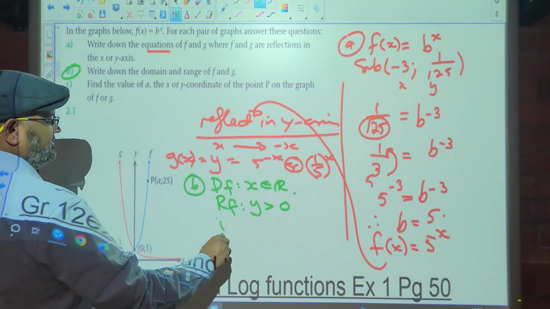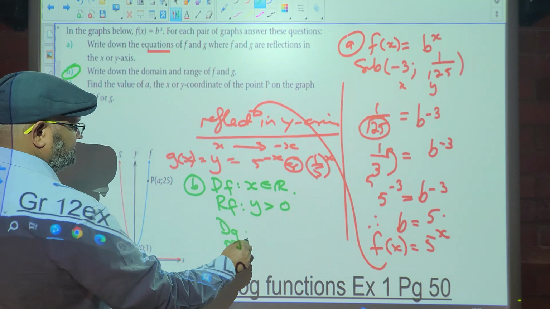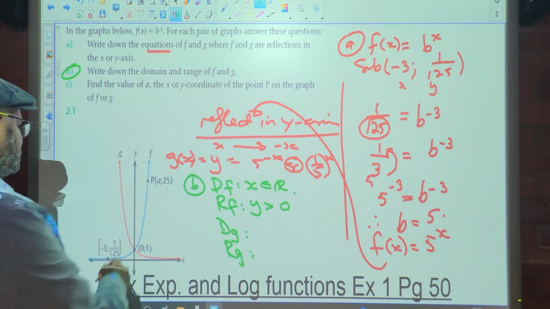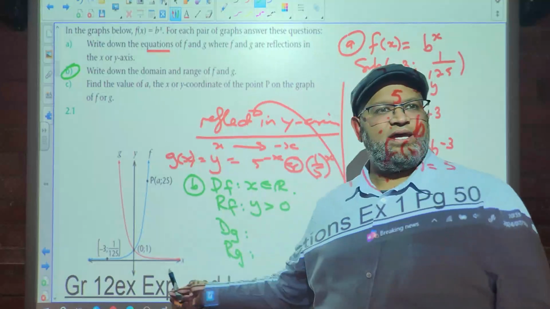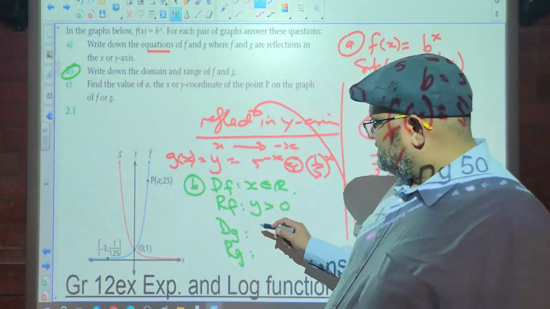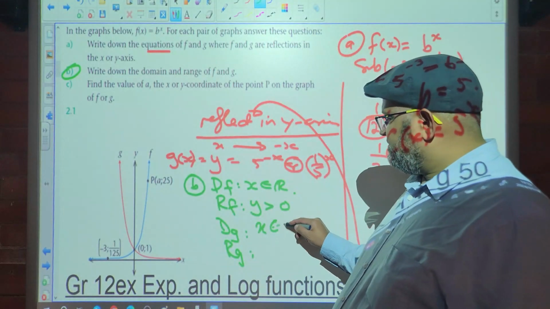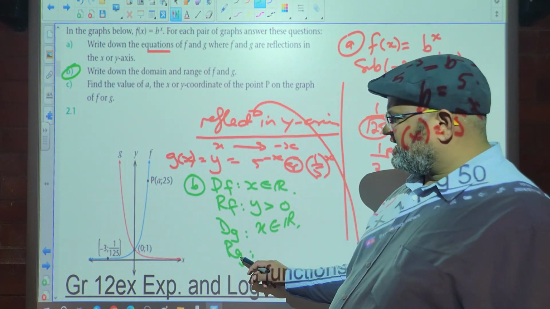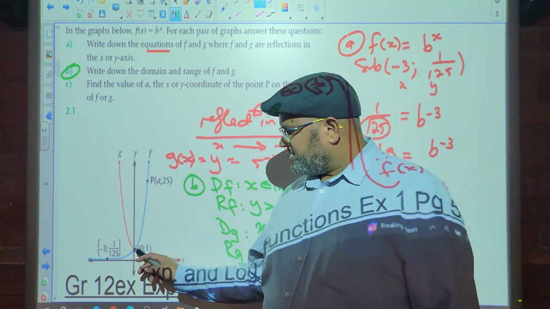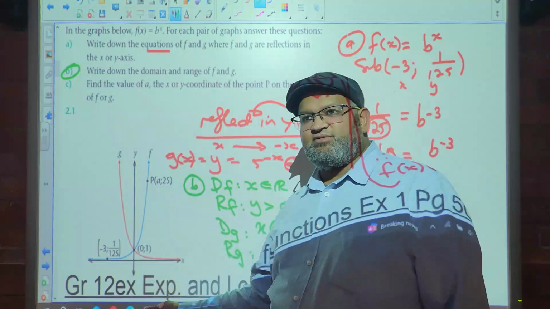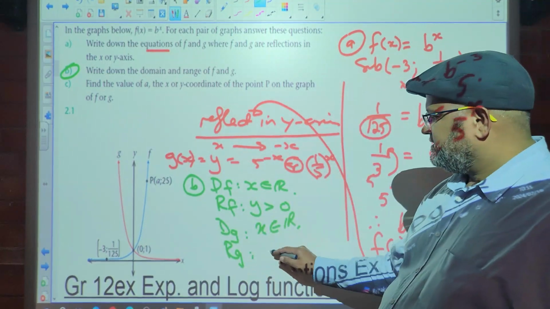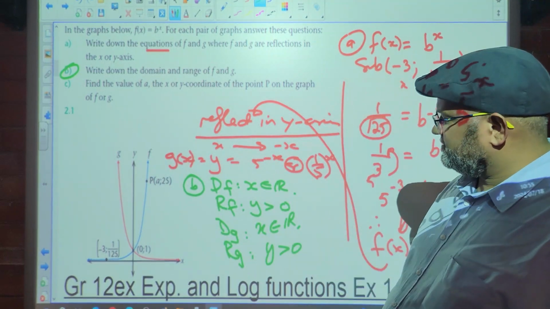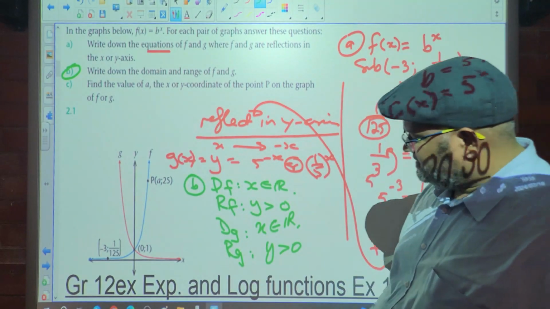Let's look at the domain of g and the range of g. The g is the red graph now. What do you notice? A graph going negative infinity to positive infinity. So what do I say? x is an element of R. Let's look at the range. Does this graph in the red exist at negative infinity? No. Where does it start existing? 0 onwards. So y is greater than 0.